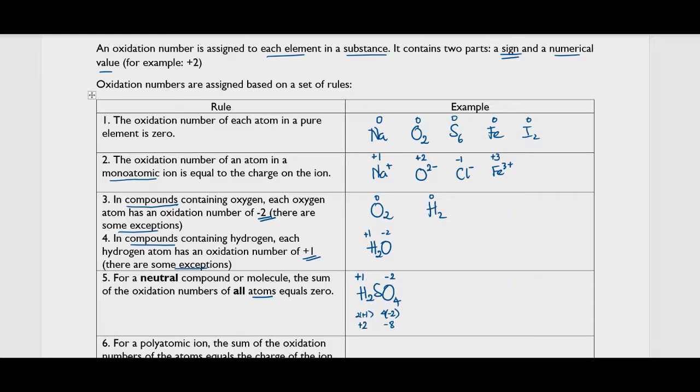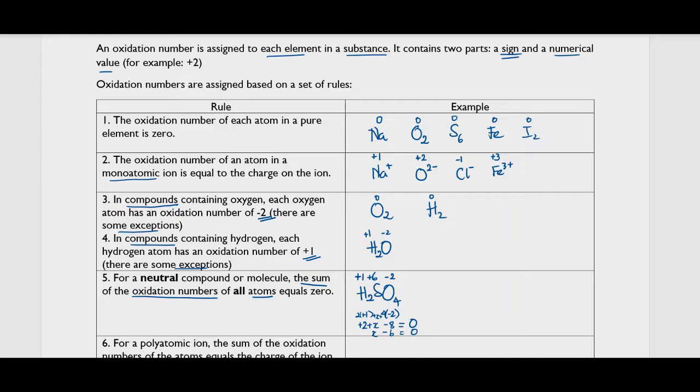So the oxidation number of sulfur, I don't know what it is, but I'm just going to call it X. So 2 plus X minus 8 is supposed to equal 0. This is the sum of all of the oxidation numbers, and it would equal 0 because this molecule is neutral. It doesn't have a charge. So this is the same as saying X minus 6 equals 0, so X equals 6. So the oxidation number of sulfur in this case is positive 6.